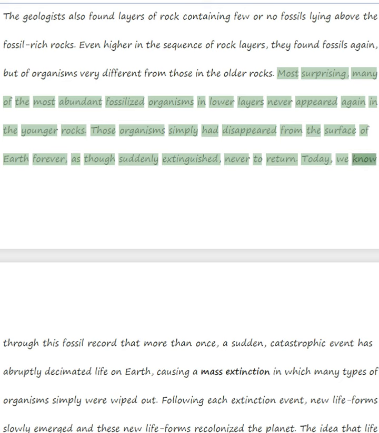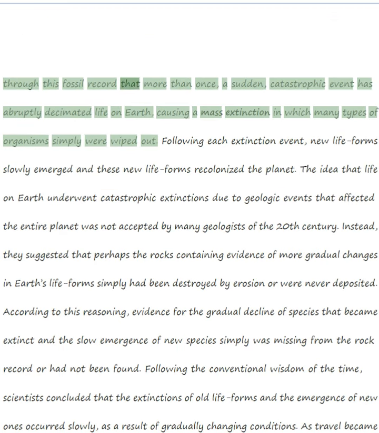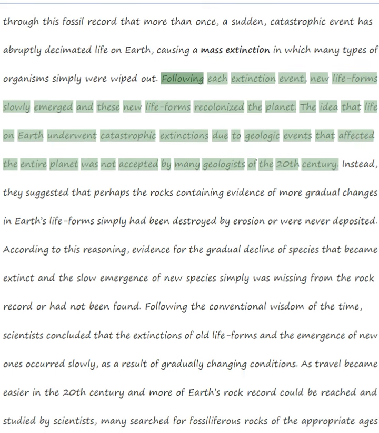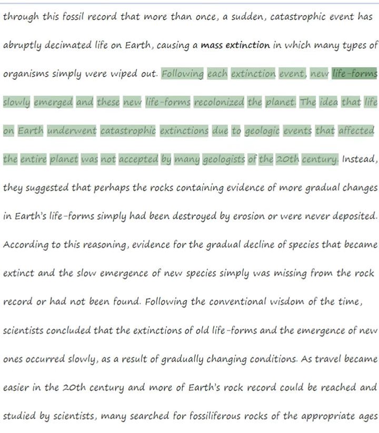Today, we know through this fossil record that more than once, a sudden, catastrophic event has abruptly decimated life on Earth, causing a mass extinction in which many types of organisms simply were wiped out. Following each extinction event, new life forms slowly emerged and these new life forms recolonized the planet.